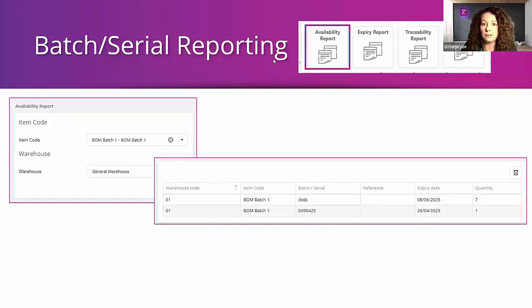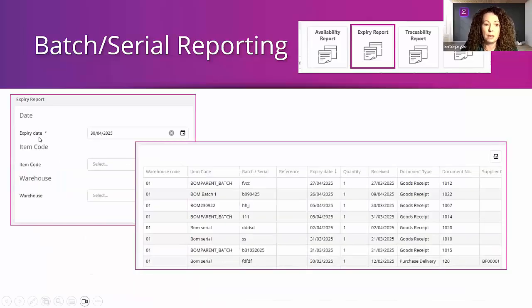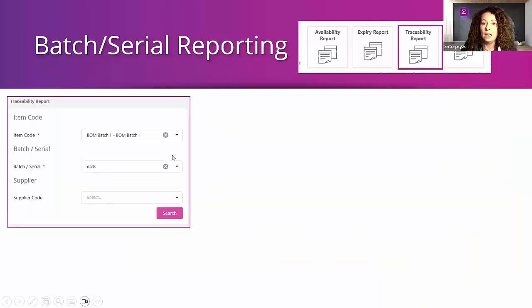So this is the one here on the availability report. Select the item code and the warehouse. And of course, then we've got the expiry report. It's got expiry date, item code and warehouse on the filter. So I'll let you explore these in your own time. And of course, we've got the traceability. You can see there we've got item code, batch or serial number, and the supplier.